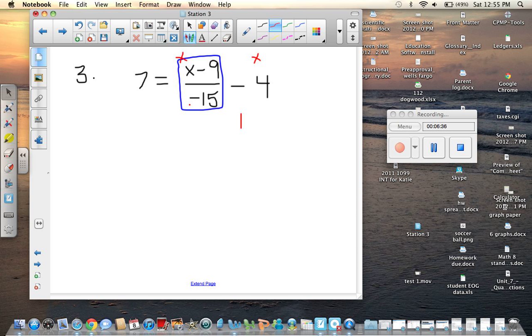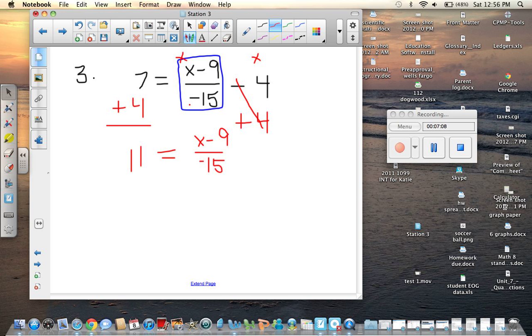It makes it less complicated to just start by adding 4 to each side. So that's what I've taught you to do in class, is you add 4 to both sides. On the left side we're going to get 11, and then on the right side we'll just be left with the x minus 9 over negative 15. Because negative 4 plus 4 gives you 0, so we don't even have to copy that down on the next line. So I'll just cross that out.